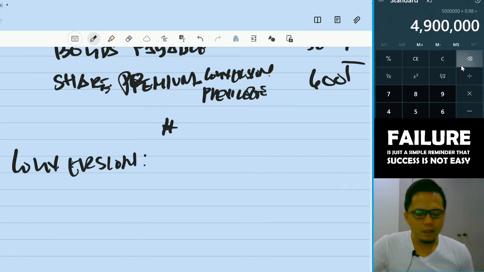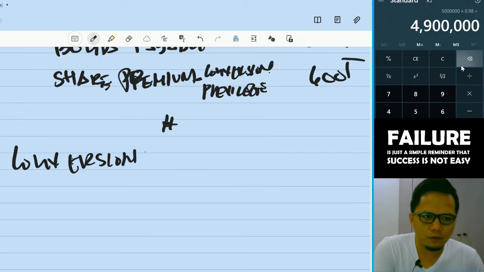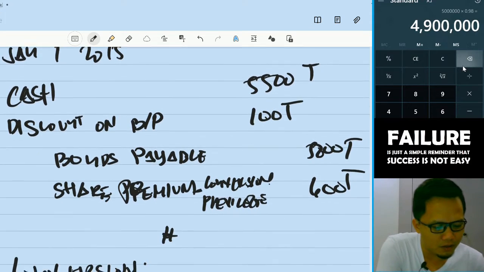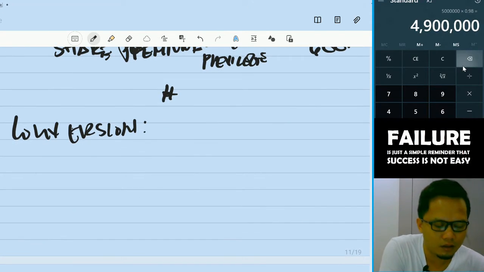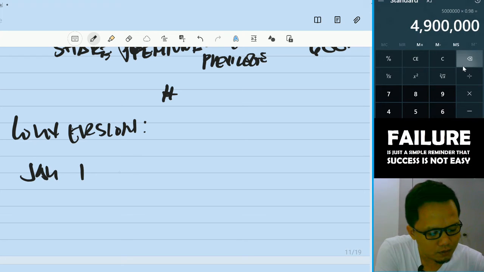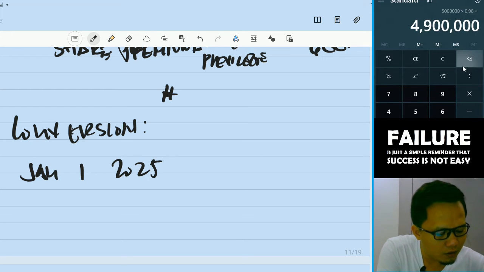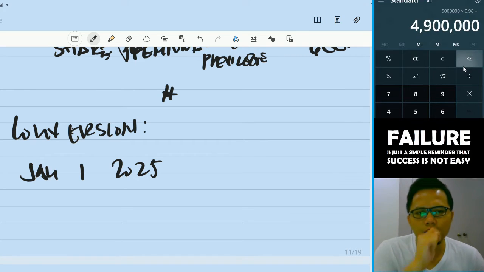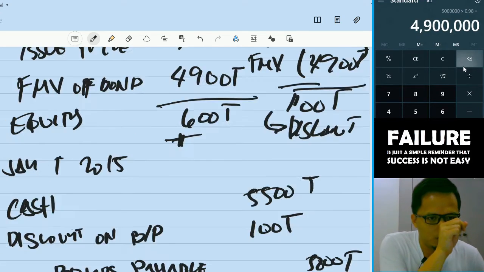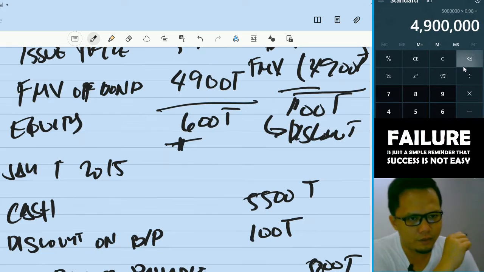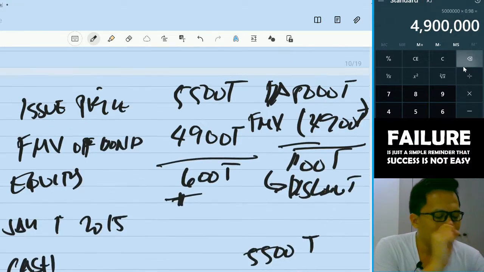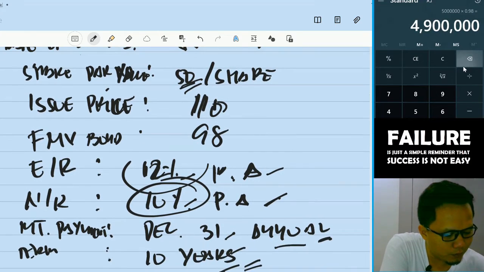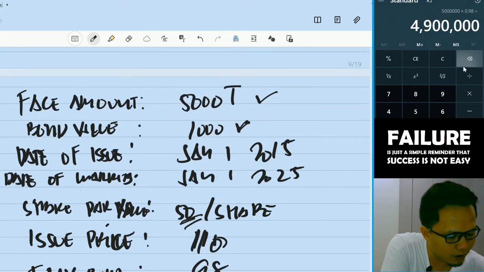Then, okay, we will go with payment later, no? So let us just focus on conversion. Okay? So, what if these bonds are converted on maturity date? So that means the maturity date is January 1, 2025. So, the first thing that we need to do when there is conversion is to compute the total number of shares converted.